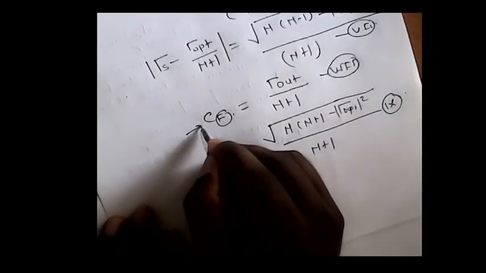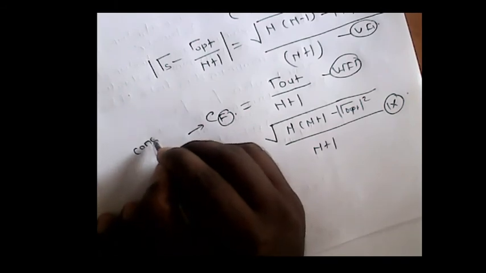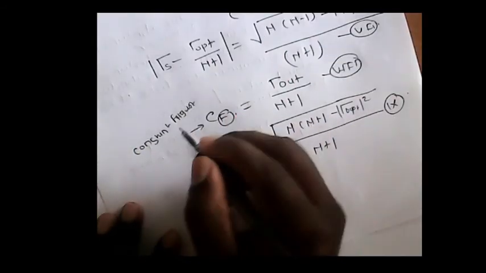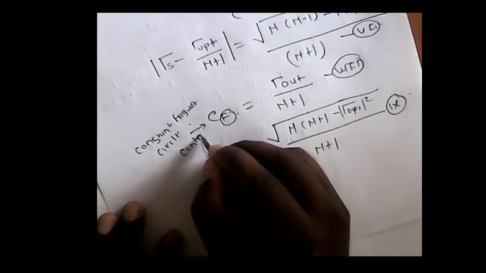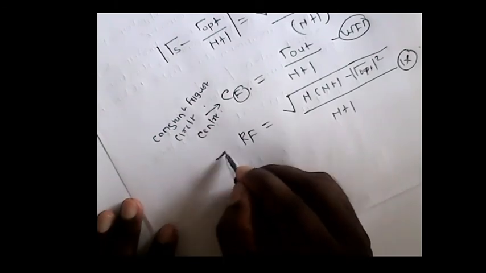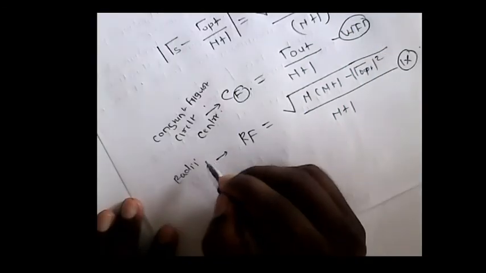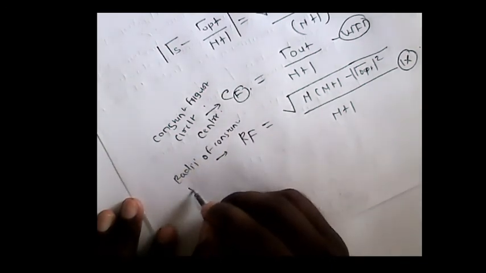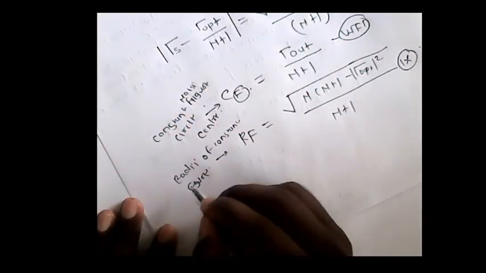This is the center of the constant noise figure circle, and here is the radius of the constant noise figure circle.